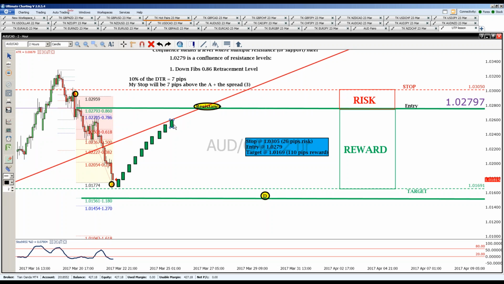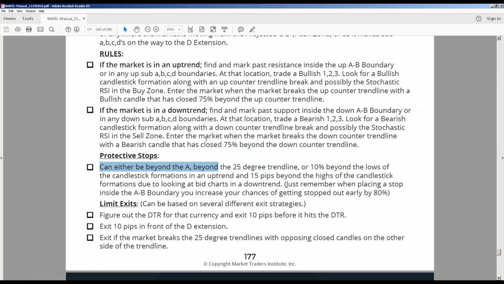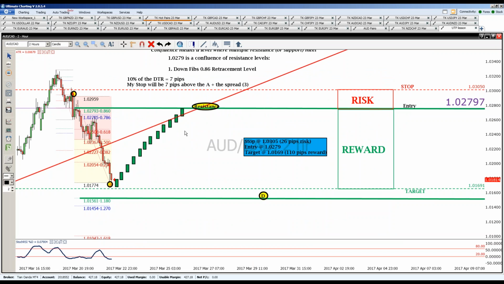My retracement doesn't look that good, but in any case, wait for the market to retrace and then hit that resistance. Then I want to see a bearish candlestick formation, because the manual says if the market is in a downtrend, find and mark power support inside the down AB boundary and at that location trade a bearish 1, 2, 3. Look for a bearish candlestick formation along with a counter trend line break. So there we have inside the AB boundary past support becoming future resistance.